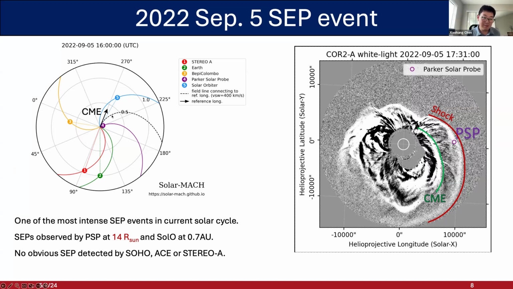But because this CME erupted on the backside of the Sun, Solar Orbiter and STEREO-A didn't really see any SEPs. If the CME had erupted in the opposite direction, it would likely be a ground level enhancement event, and it could pose a great threat to spacecraft in space. The right figure shows the white light image from STEREO-A.